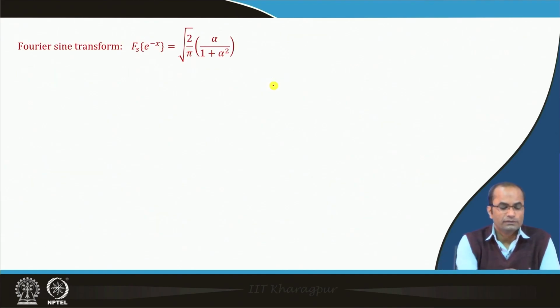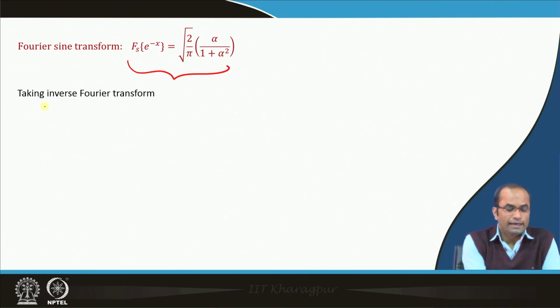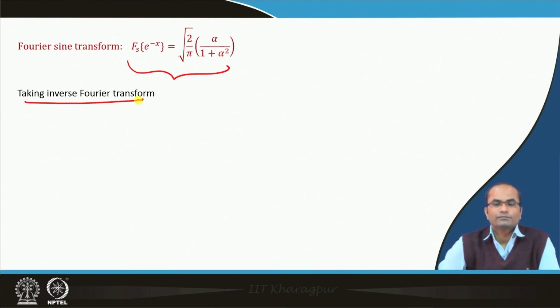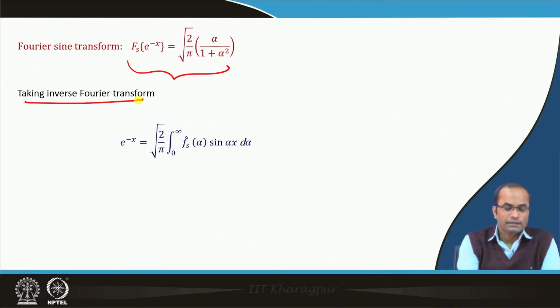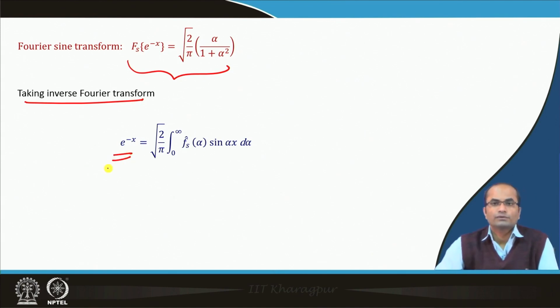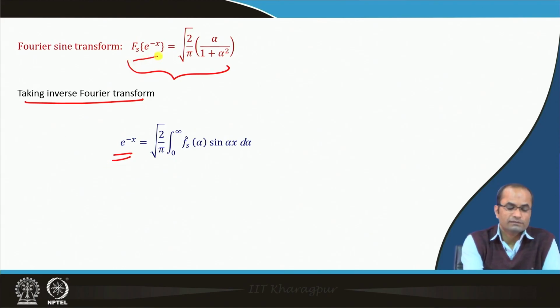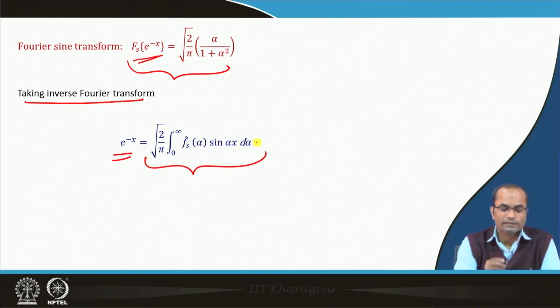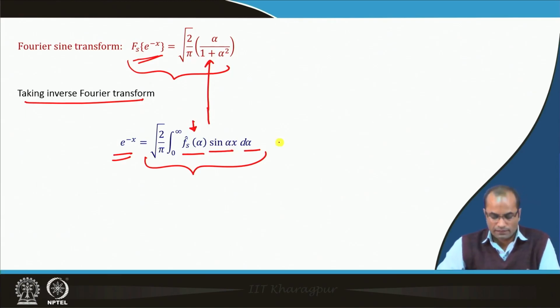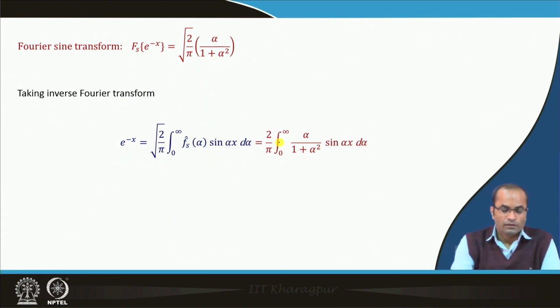So, we proceed further. We have the Fourier sine transform which we have just evaluated, and now we take the inverse Fourier transform. This is always the trick for the evaluation of such integrals. The inverse transform says that e power minus x, because this was the function which was used to get this Fourier sine transform, and now we are applying this inverse formula. So, here the Fourier sine transform of alpha, which is already given there, and then sin(alpha x), and then we have a d alpha term.